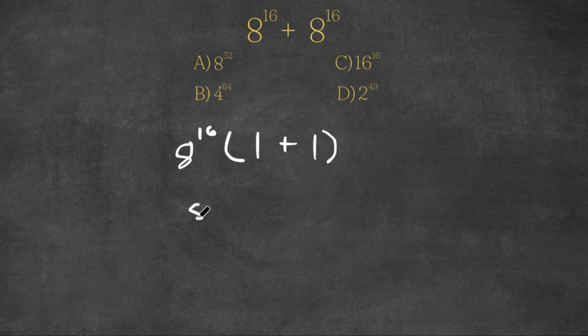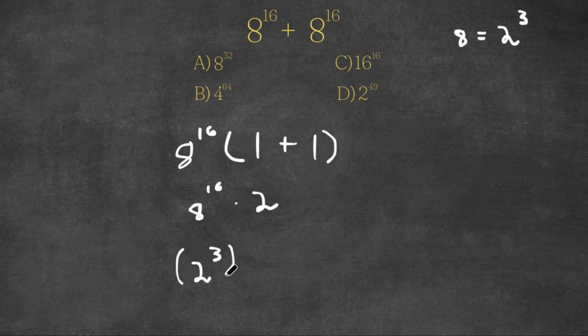So now we have 8 to the power of 16 times 2. Now 8 is equal to 2 to the power of 3. So I'm going to substitute in 2 to the power of 3 for 8. So now we get 2 to the power of 3 to the power of 16 times 2.